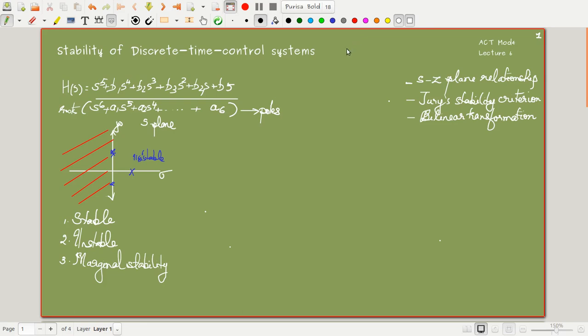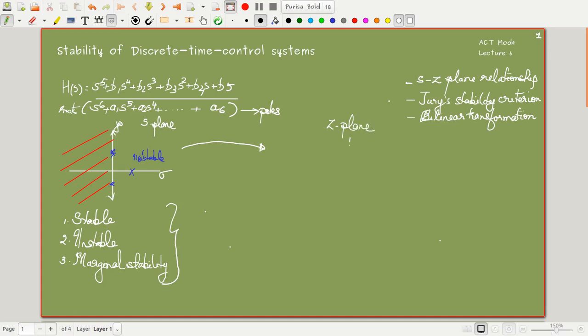Okay, all these conditions are not new for you. These terms are familiar to you. You might be knowing all these things. Now we are going from the S plane to the Z plane. When we deal with discrete time systems, we are in the Z plane.